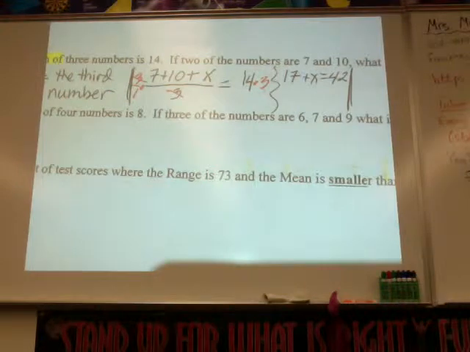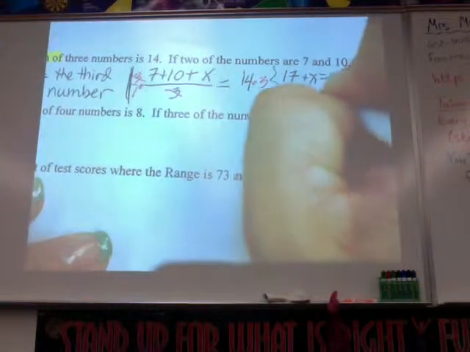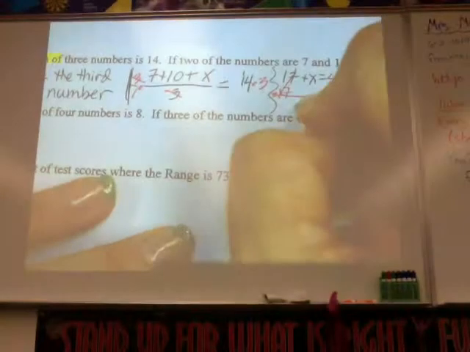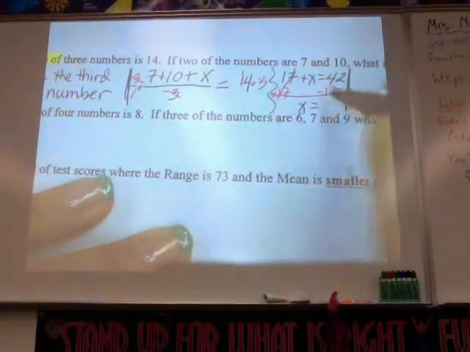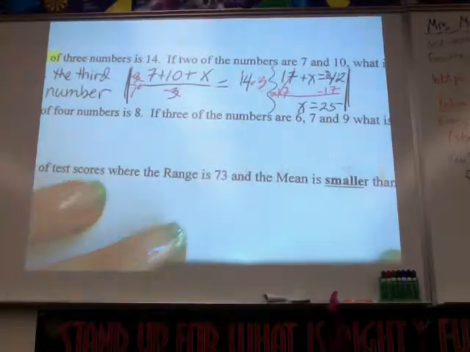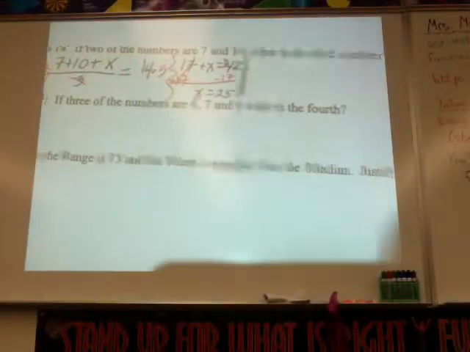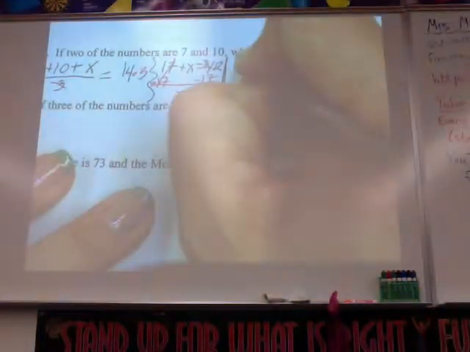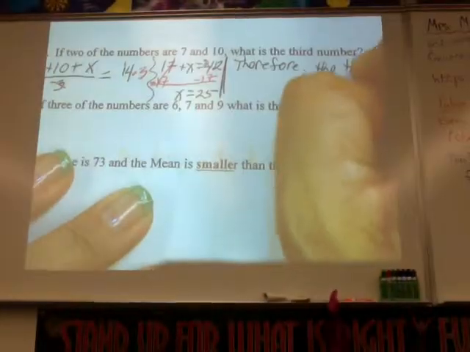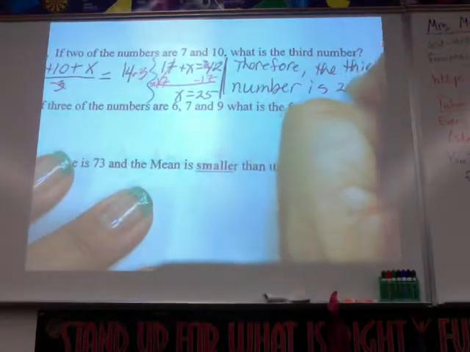Now what do you do to both sides? Now what do you do? Yeah, and I have to see you subtracting 17 from both sides. You cannot do it in your head. You cannot do it to one side, and that's what some of you are doing. Then I get x equals 42 minus 17. I get 25. What does X represent? Did I answer the question? But you have to answer it in a complete sentence because that's what Park wants you to do. You're going to use the word therefore. Therefore, because it makes you sound really smart, the third number is 25.